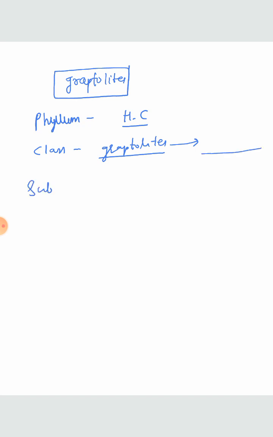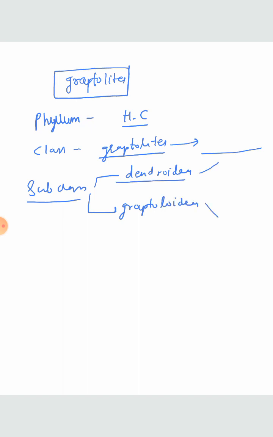Then comes the subclass. So there are two subclasses. First is Dendroidea, and the other one is Graptoloidea. So this is benthic form and this is planktonic form. This is also called the primitive form and this is called the advanced form. Now, what are the characteristics of them?